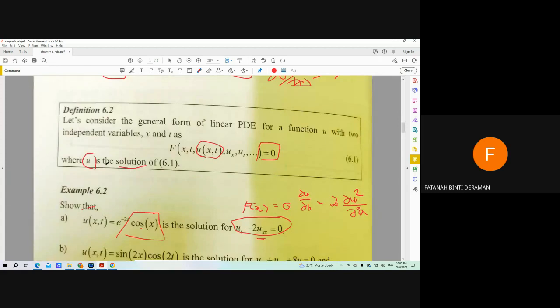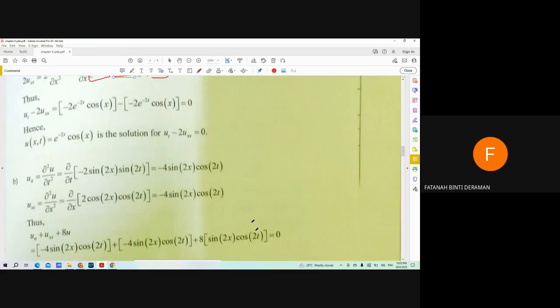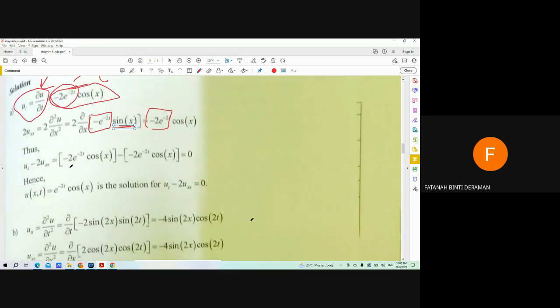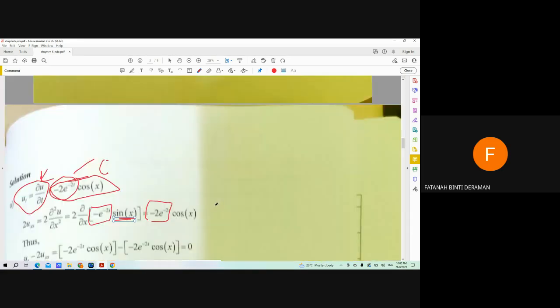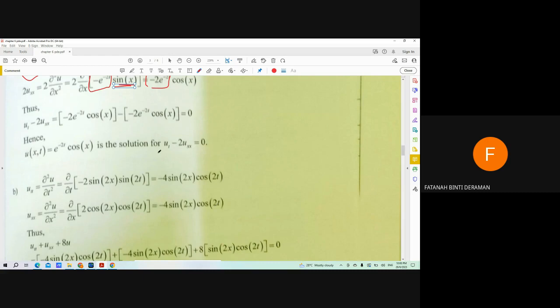And then you put into the solution because it is a solution. So u is a solution, so you put the function that you have into the equation, and you can see whether it becomes 0 or not. So what you will get is 0. So this satisfies this definition. That's why we can conclude that this u(x,t) is a solution for this equation.